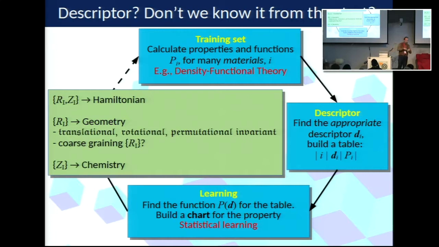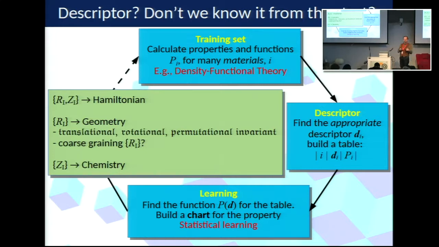So why are we using machine learning, artificial intelligence, for material sciences? Because we want to find at once a descriptor that already embeds a lot of the complexity, such that the model itself, this P of D, is simple enough, right?